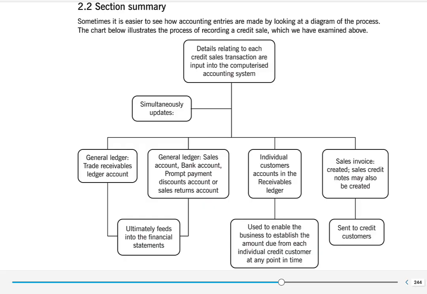Computerized systems reduce duplicated work, but they still require correct input because wrong customer code or wrong amount will update everything wrongly. Common exam mistake to avoid. Do not say the receivables ledger creates the financial statements. It supports them, but the financial statements come from the general ledger. That completes Lesson 2.2 only.